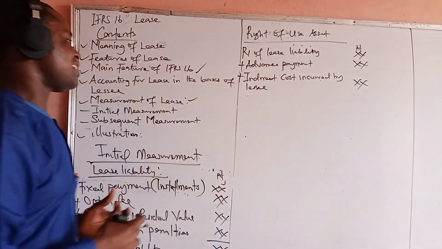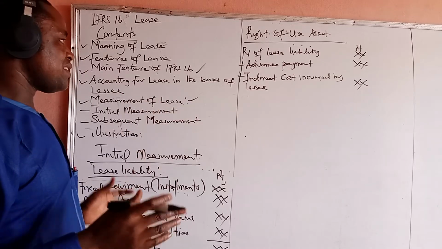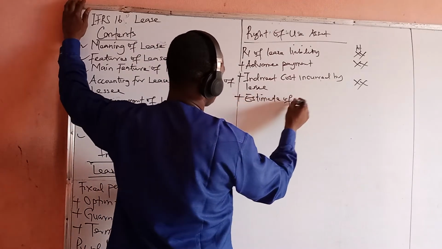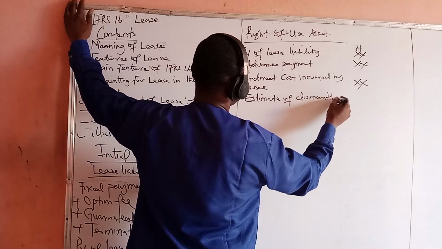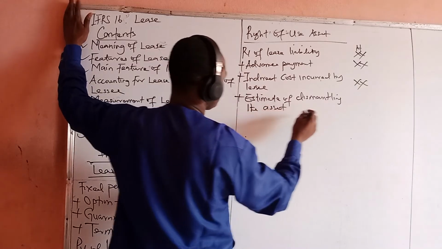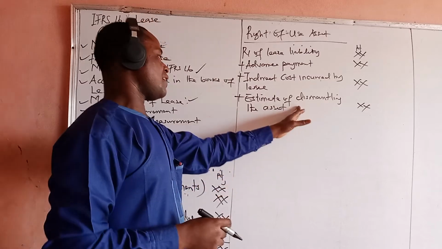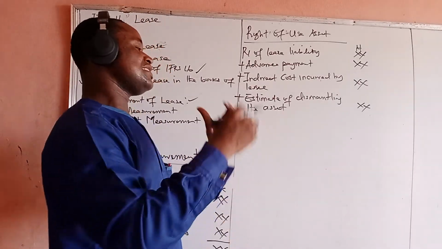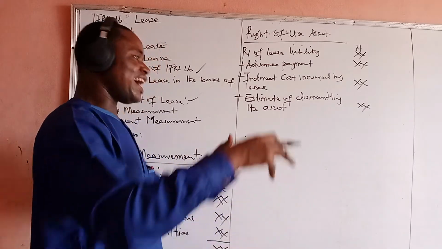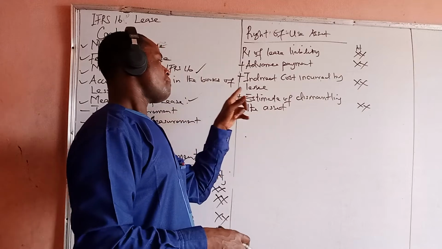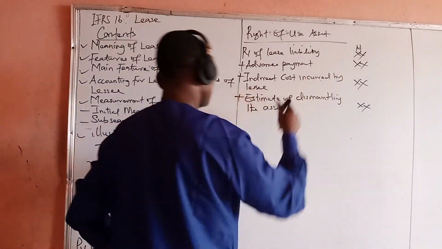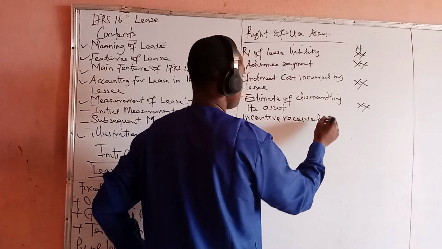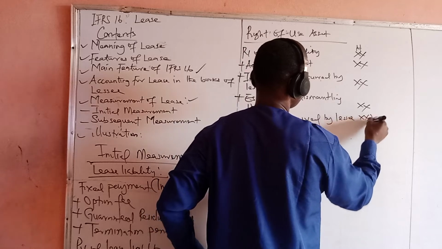That is, all the costs that the lessee also incurs to set up the lease must be added, plus the estimate of dismantling the asset. You also add it. Under IAS 16, remember, it is part of the cost element. If there is a clause that at the end of the lease you must restore the site where you put the asset, then you must find the present value and add it to the right-of-use asset. Then minus incentives received by the lessee. Are we there?